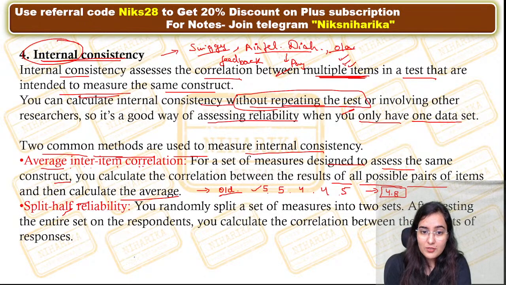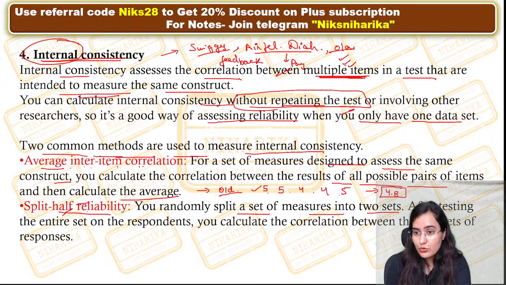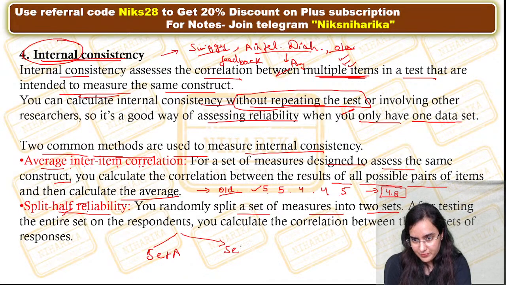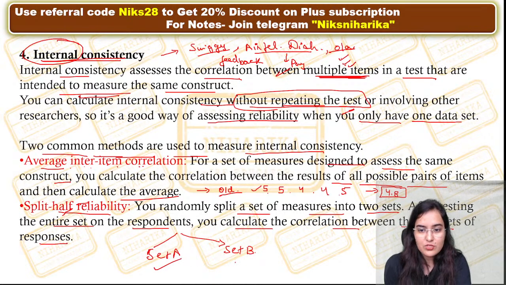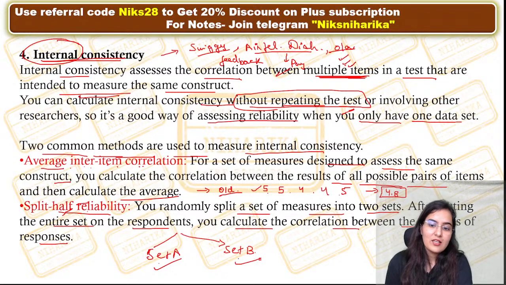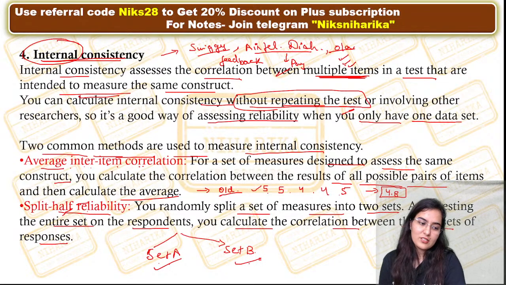The second measure is split half reliability. You randomly split the set of measures into two sets, that is, set A and set B. After testing the entire set on the respondents, you calculate the correlation between the two sets of respondents. Now you see whether they are consistent or not consistent.